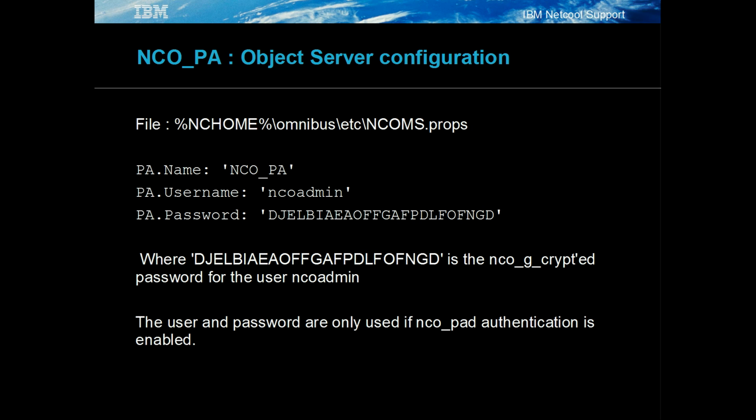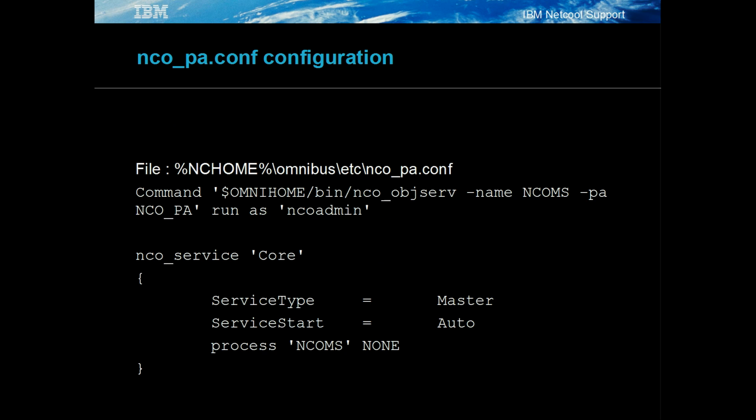The process automation settings are configured in the Object Server's properties file, with any password being encrypted using the nco_g_crypt command. The default PA username is root. This user is an operating system username and password. The default process automation configuration file is nco_pa.conf. In there, set the process automation's name, nco_pa for example. Check the Object Server service is set to master and is auto-started.